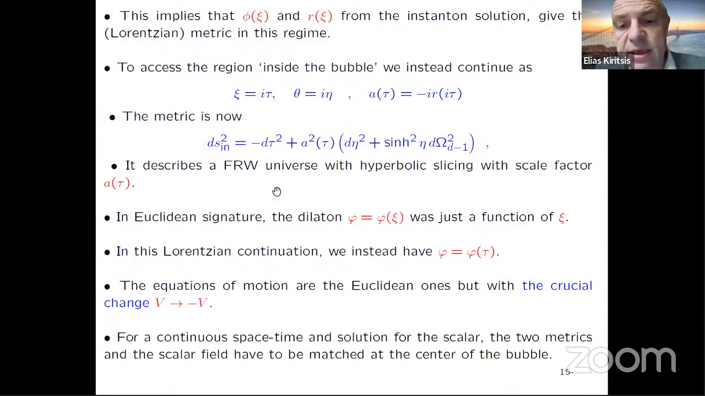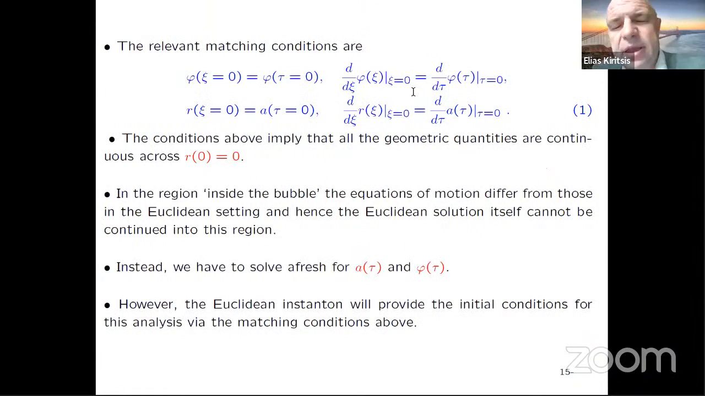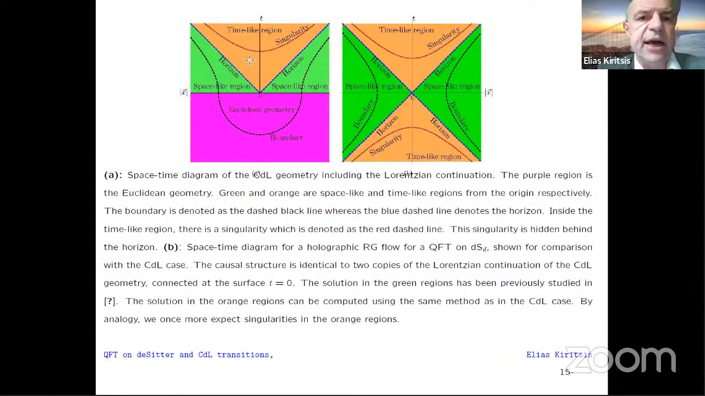In Euclidean signature, of course, phi has to become a function of t, but now the equations are different. Now you have to take v to minus v, and therefore your old solution doesn't work anymore. You have to resolve these equations with the initial conditions given by the instanton, which are better shown, in fact, in this diagram.